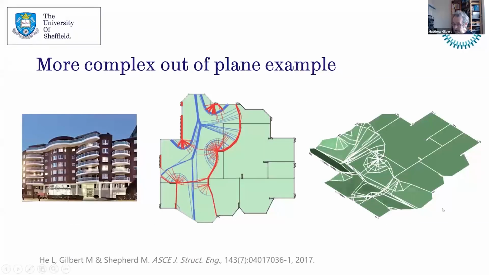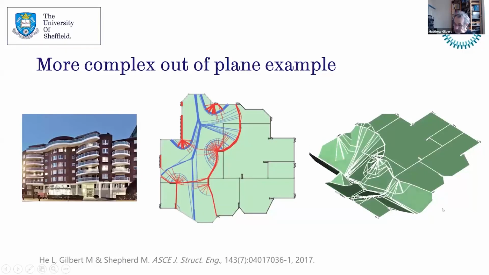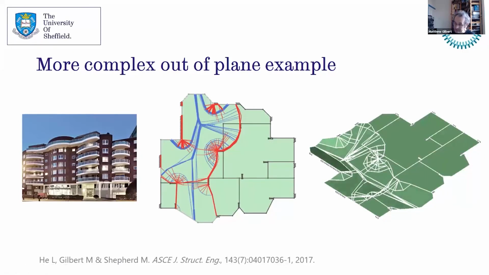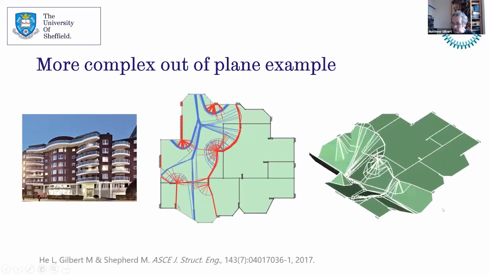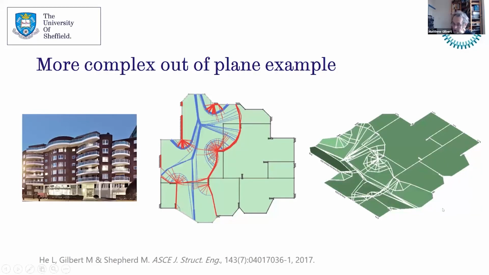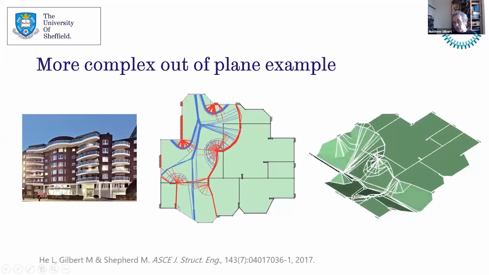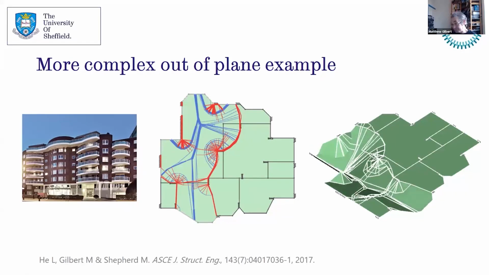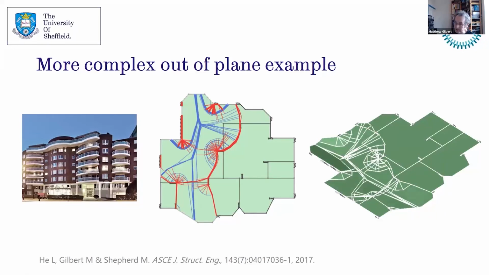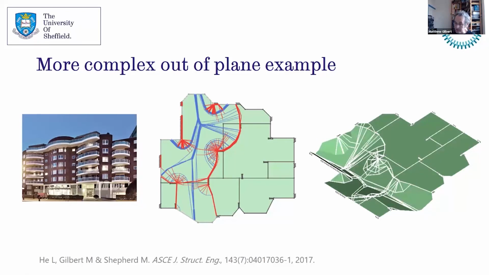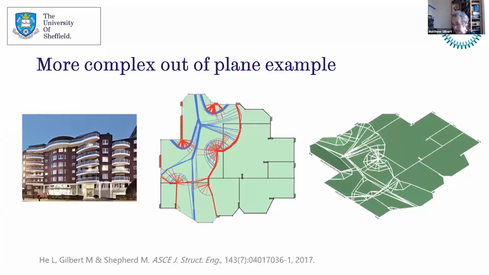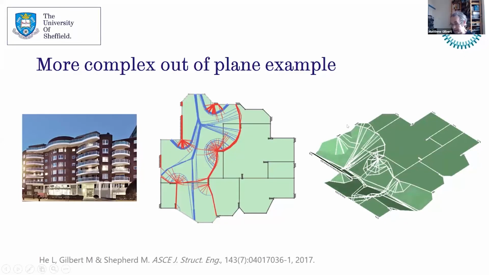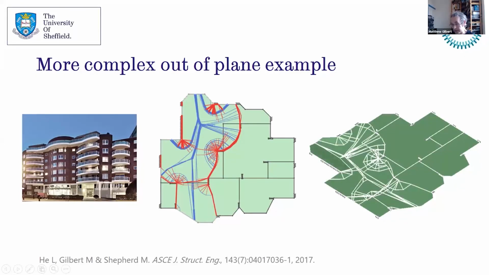And it's got a more realistic example. This is a floor plate of a building in London. This is actually one that was designed originally using the yield line method, but they had to manually explore lots and lots of different patterns, whereas with this method we can very quickly identify the critical one. And you can see the mechanism shown on the right, animated.